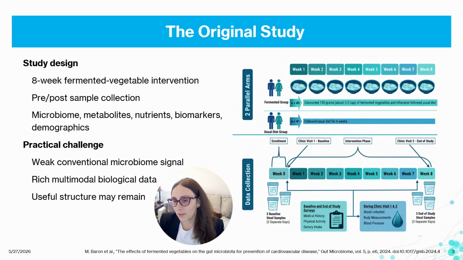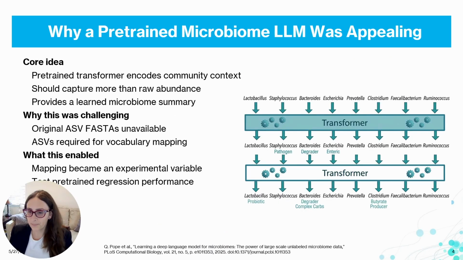Those challenges matter in the context of the original study. The data come from an 8-week fermented vegetable intervention with samples collected before and after the study. The dataset included ASV abundance data, metabolites, nutrients, biomarkers, and demographics. Even though it was biologically rich, conventional analysis did not recover a strong interpretable microbiome signal.